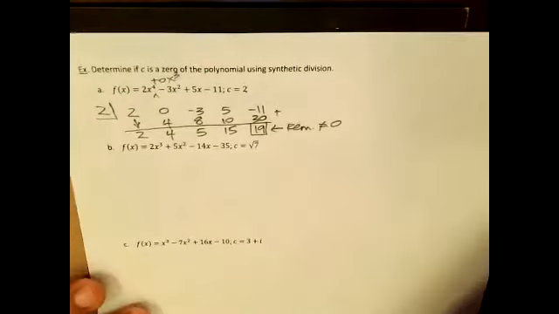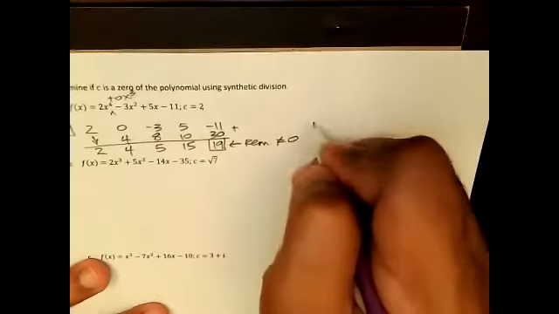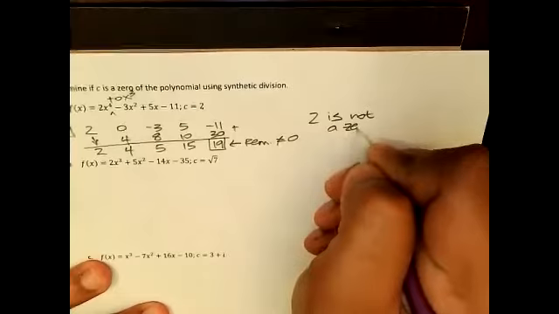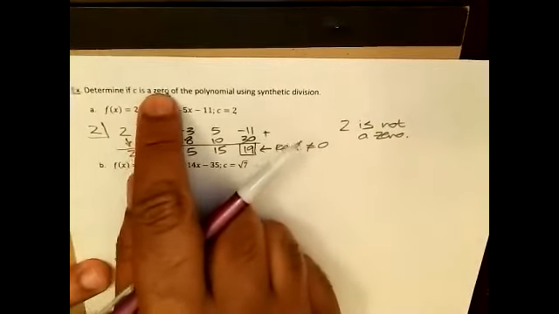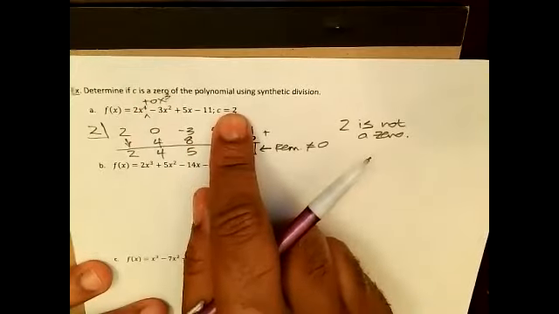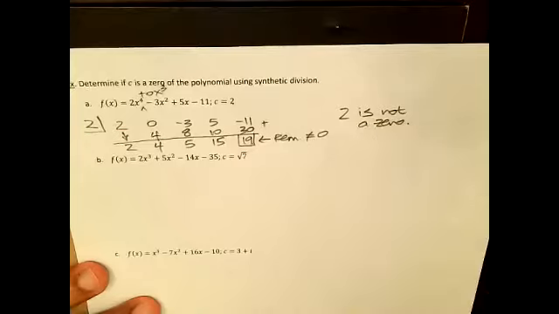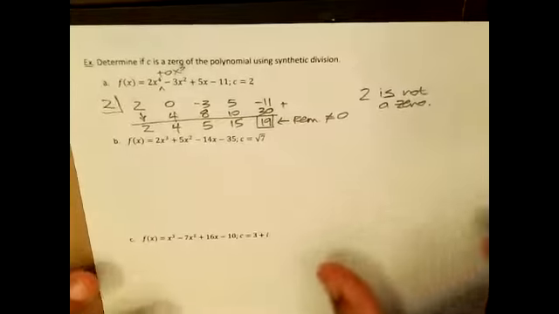It's not 0. So because my remainder is not 0, that means that 2 is not a 0. Okay? We wanted to see if this number was a 0, and the number that they gave us here was 2. It did not give me a remainder of 0, so that means 2 is not a 0. In other words, 2 is not going to be an x-intercept.